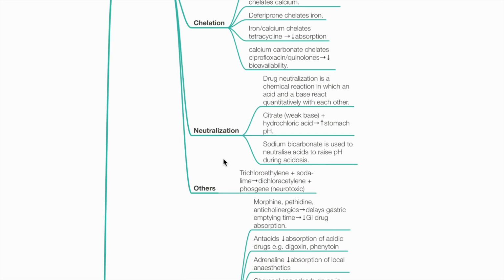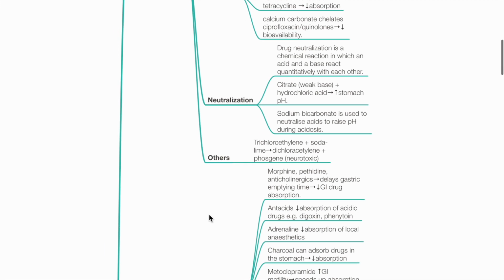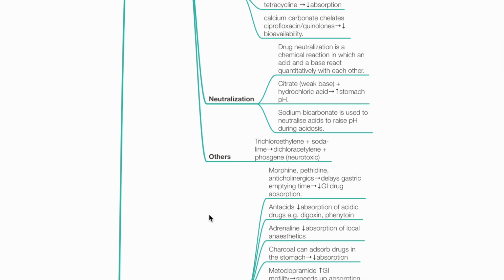Drug neutralization is a chemical reaction in which an acid and base react quantitatively with each other, such as between citrate and hydrochloric acid, and sodium bicarbonate, which neutralizes acids during acidosis. Other physicochemical interactions include trichloroethylene reacting with soda lime to produce dichloroacetylene and phosgene, which are neurotoxic.